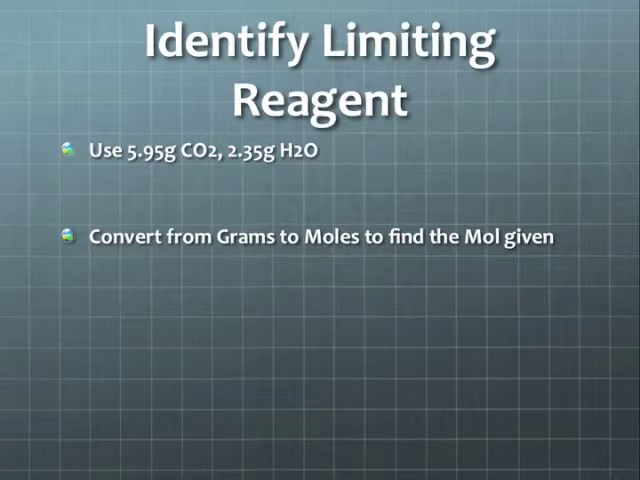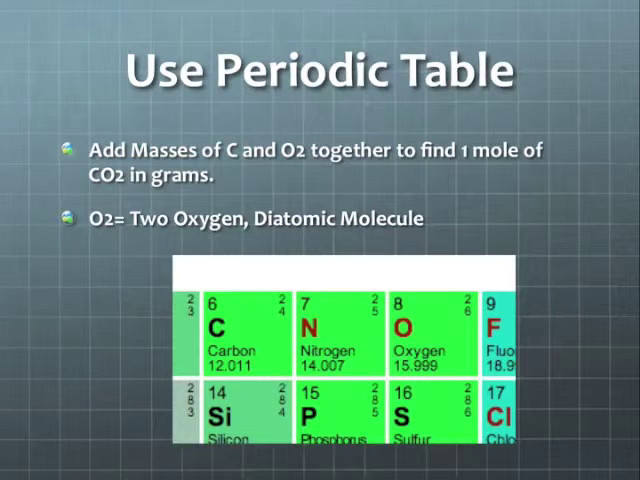So now we identify the limiting reagent. First, we need to convert carbon dioxide and water from grams into moles to find the moles given. To do that, we first look into the periodic table to find the necessary elements and their atomic masses. First, we find the moles given for carbon dioxide.